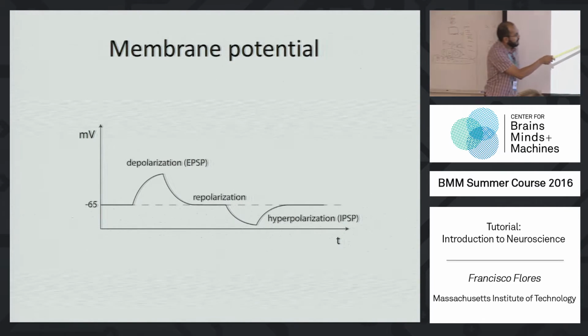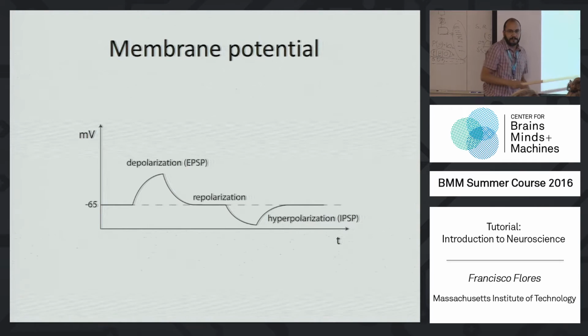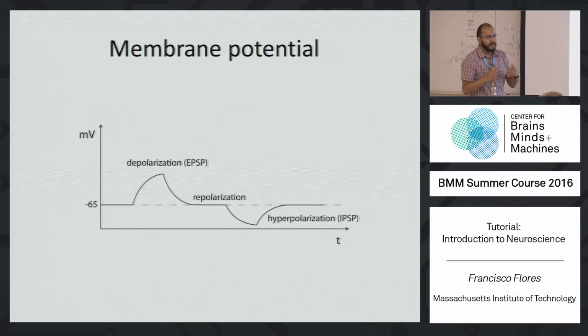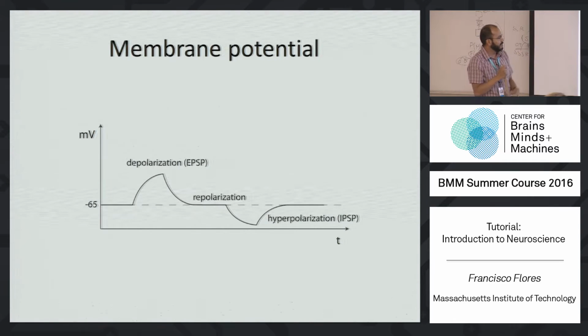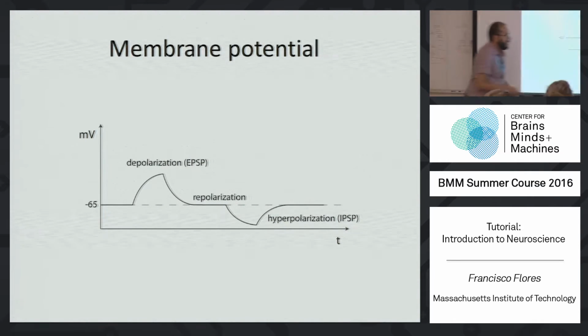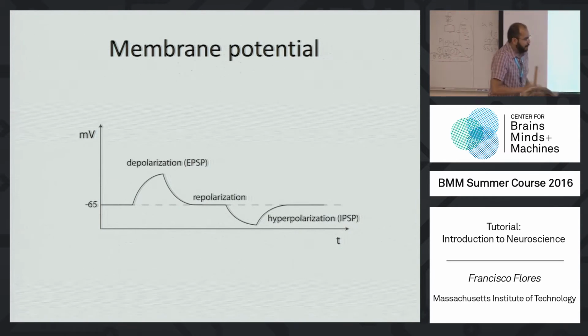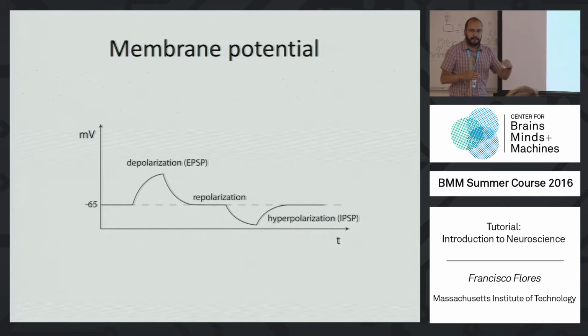Now, depolarization and hyperpolarization are related to 2 concepts that I'm going to try to explain later, but it's important to introduce now. They are EPSP and IPSP. An EPSP is an excitatory postsynaptic potential, so basically a potential that produces a depolarization, and an IPSP is an inhibitory postsynaptic potential, so it's going to produce a hyperpolarization. Now, that's all well and good during the resting period.